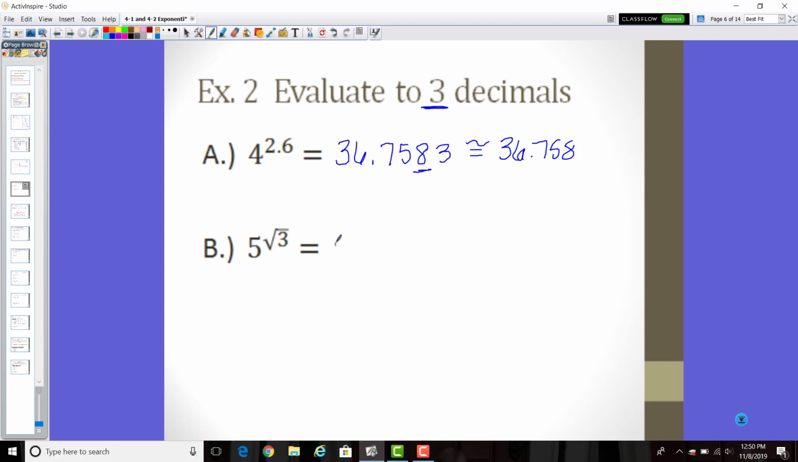The next one, 5 raised to the square root of 3 power. We're going to get 16.2424. Okay, so that 4 tells that 2, you're going to stay a 2. So 16.242. Okay, the only way you can get those correct is to have a calculator and know how to round properly.